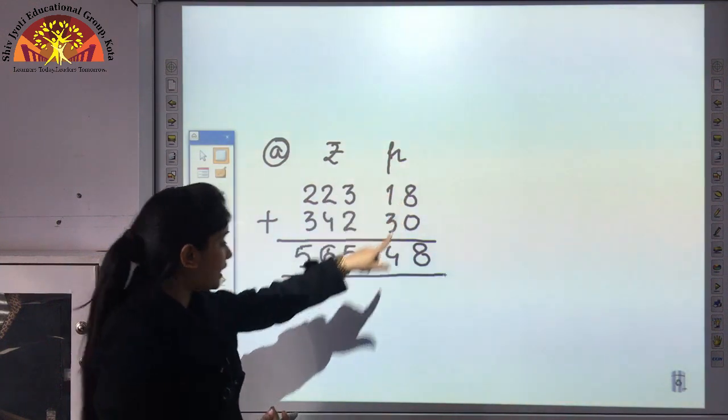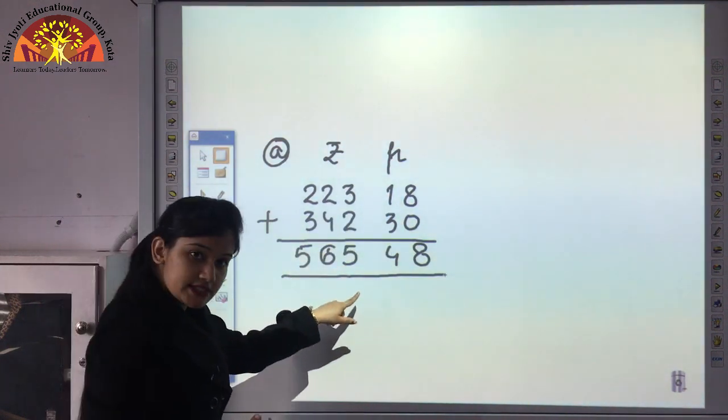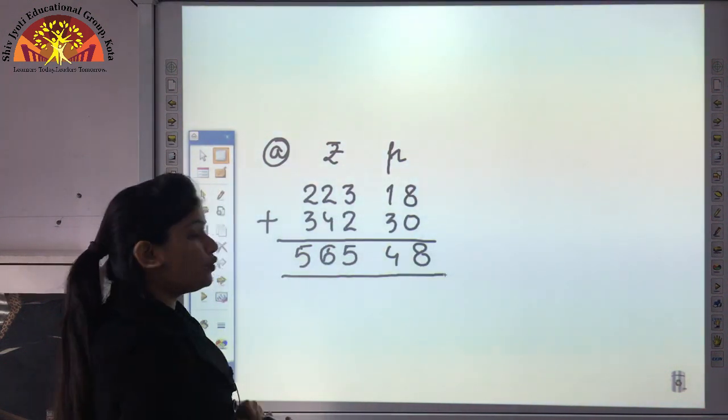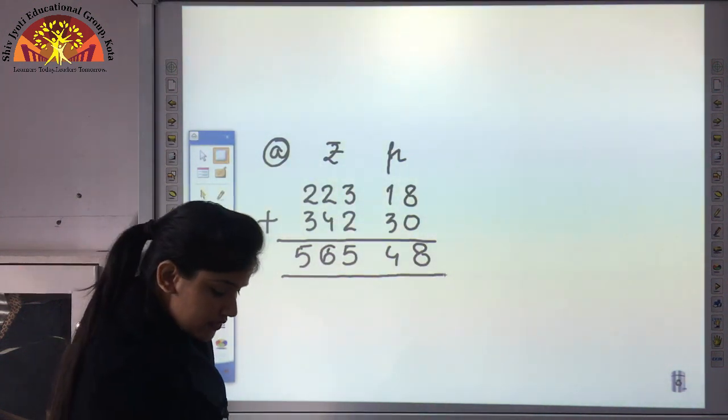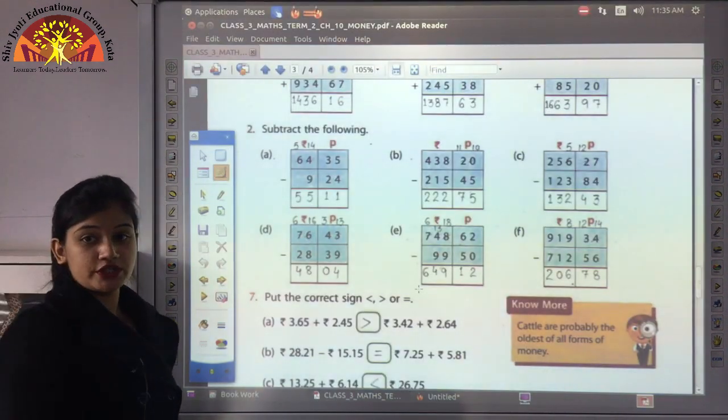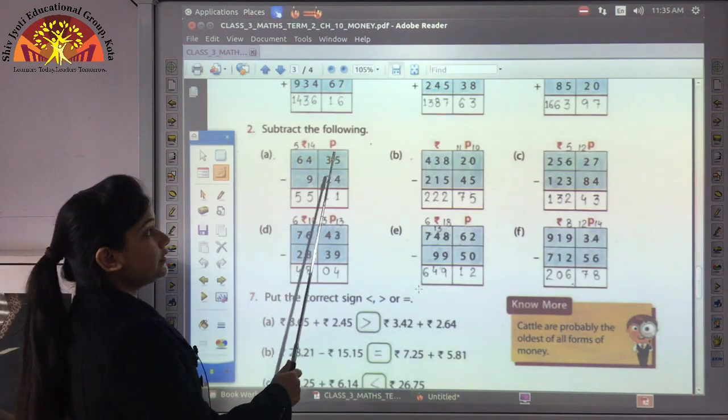Okay, I am repeating it again. Rupees 565 and 48 paise. Is it clear? In this way you can do addition. Now we are taking the next question, that is question number 2. So now students, question number 2 is subtract the following.